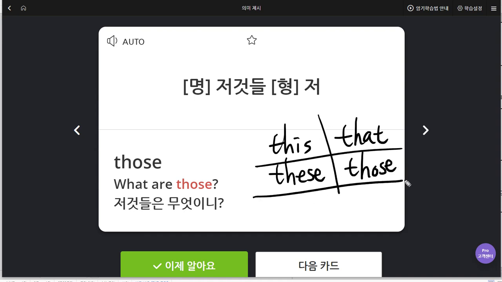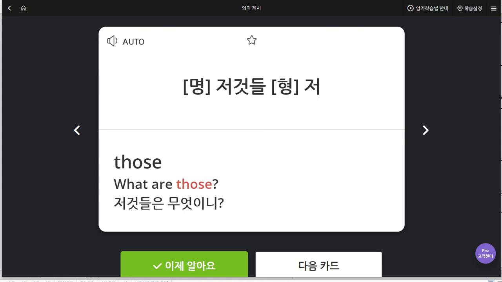됐습니까? 자, 선생님 이거 첫 번째로 가르쳐줬어. 앞으로 네 번 더 가르쳐줄 거예요. 그 전에 확실하게 알면 좋겠죠? 한 번 더 정리하겠습니다. 가까이 있는 거 한 개는? This. 가까이 있는 거 여러 개는? These. 멀리 있는 거 한 개는? That. 멀리 있는 거 여러 개는? Those. 네. 그래서 저것들 뭐야? What are those? What is those? 아니죠. 여러 개니까 is 말고 are 사용해야 되겠죠. What are those?